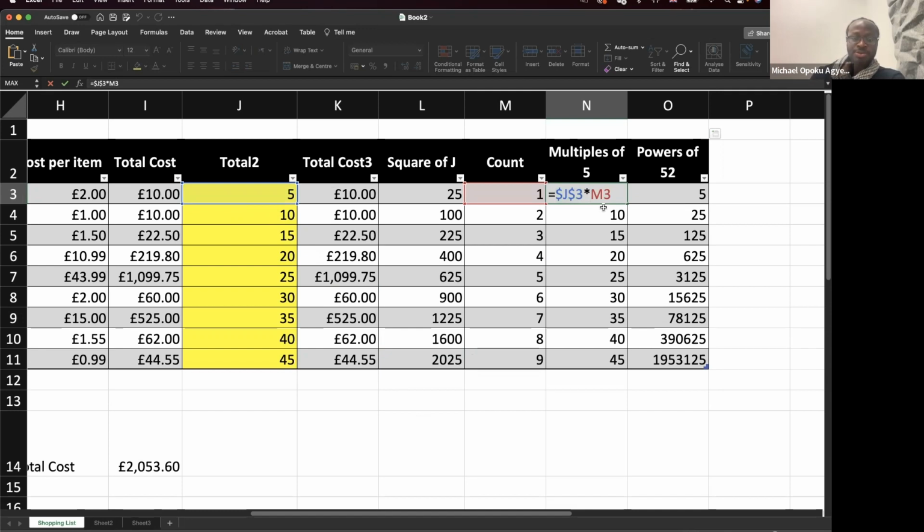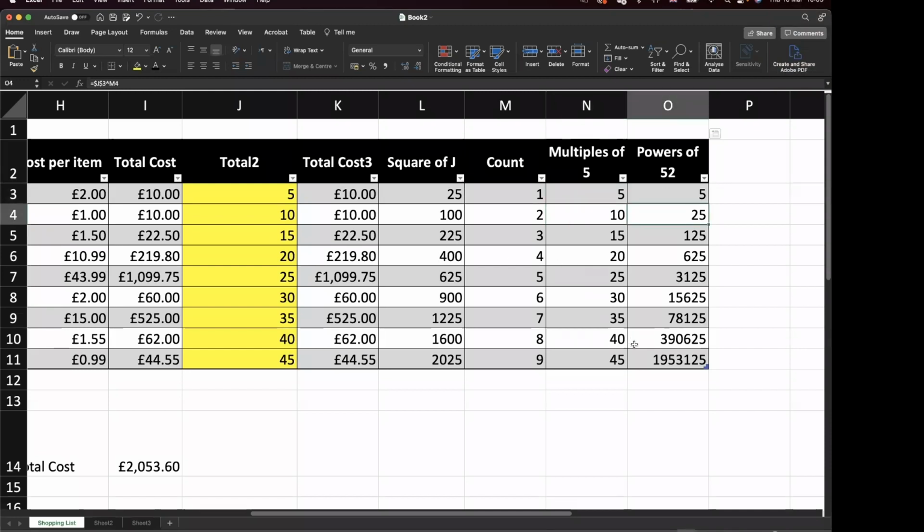If I keep it in front of M3, for example, and I drag it down, you notice it's a completely different story. It's kept both J3 and M3 throughout the equation. But if I go back and keep it only on J3, then throughout the equation, it will just keep J3 fixed. And that's what we call absolute referencing. Does that make more sense now?